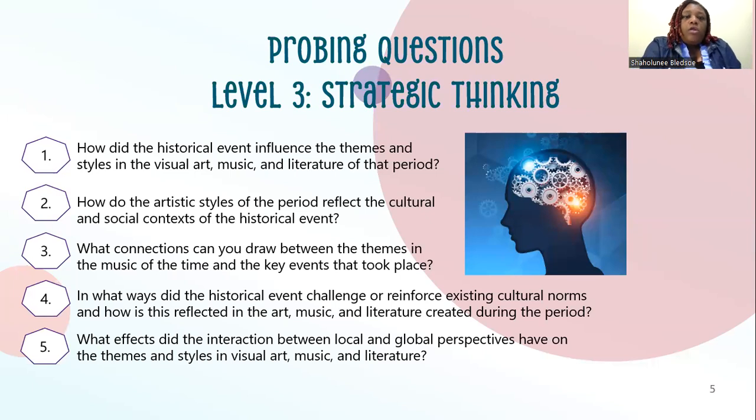Probing questions, level 3, strategic thinking. Level 3 questions push students to analyze, evaluate, and create, fostering advanced problem-solving abilities and encouraging them to apply their knowledge in novel contexts. So this is more problem-based questions. Question number 3 says, what connections can you draw between the themes and the music of the time and the key events that took place? They have to do a little bit more.